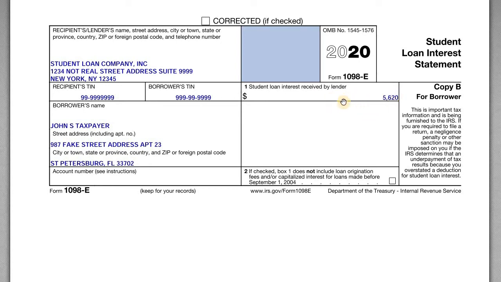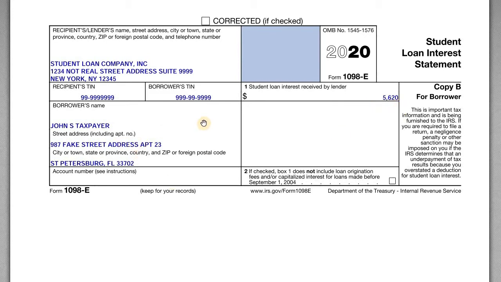It works kind of like a mortgage, right? The amount of interest you paid might only be a portion. If you're making principal payments as well, you're going to have principal. Obviously, principal is not a tax deductible expense. It's only the interest portion. So in this example, John might have made $10,000 worth of payments during the year, but $5,620 was the amount of interest that was actually paid on the loan.